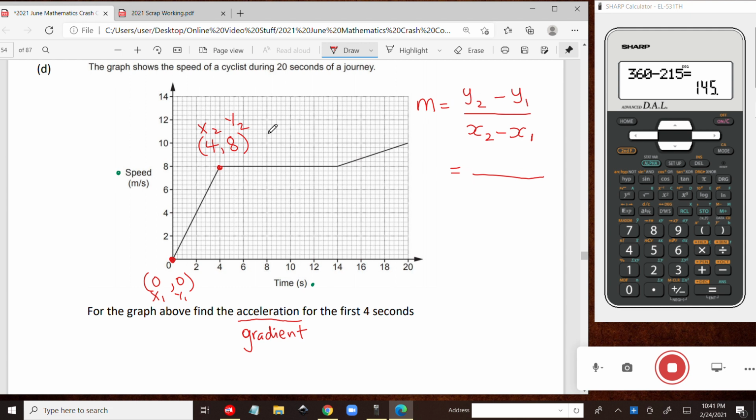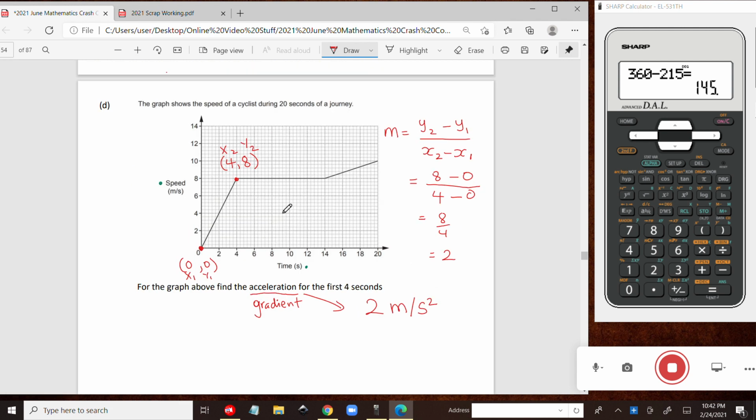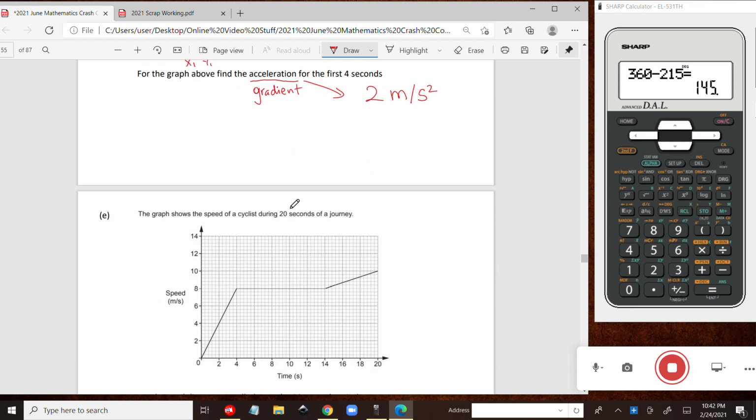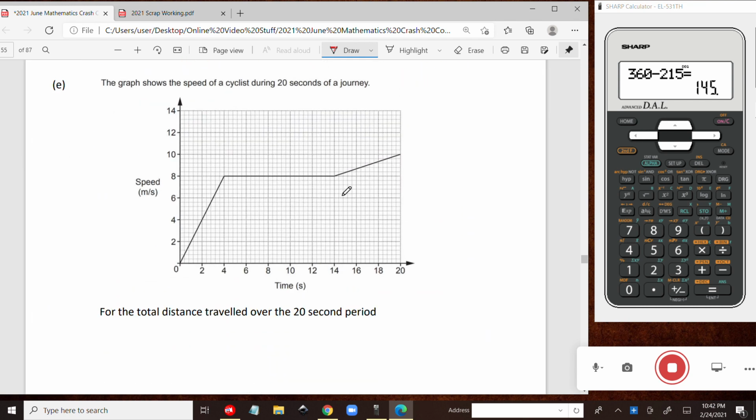So y2 minus y1. y2 is 8, y1 is 0. 8 minus 0. x2 is 4, and x1 is 0. So it's just 8 divided by 4, which is 2. In case you didn't know, acceleration is 2 and is measured in meters per second squared. And that's the end of that question. So in a speed time graph, the gradient tells us the acceleration. Right. Let's move on to the next one. Now here's another speed time graph.